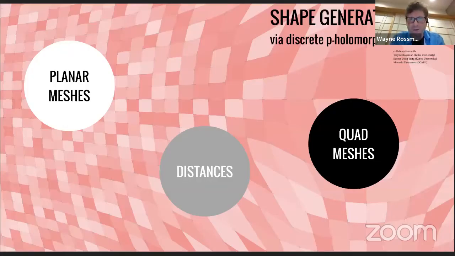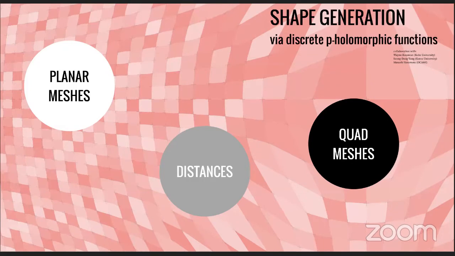Okay. Now we will go into our next talk by Joseph Cho, who is in Western Japan at Kobe University, and he will speak on shape generation via discrete p-holomorphic functions. Okay. Thank you for the nice introduction.